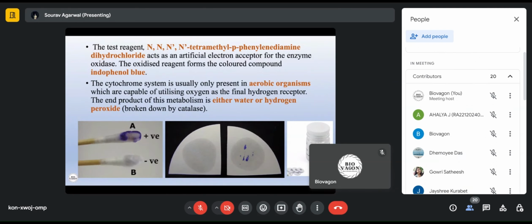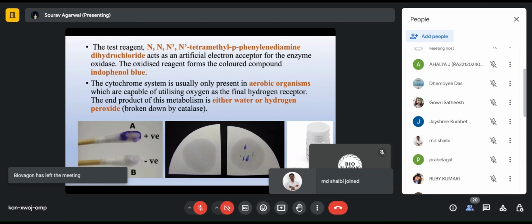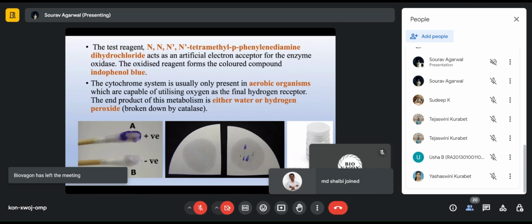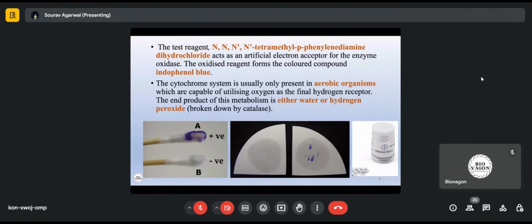And these oxidase discs, as you can see here, generally have this reagent in them. You don't touch them; you just take one disc with a sterile forceps, and then you add your pure culture to it, and if the color changes, it's positive. If the color doesn't change, it's negative.